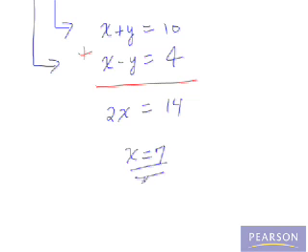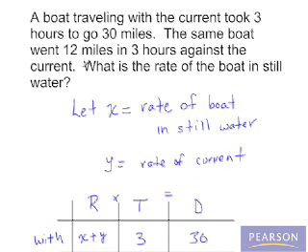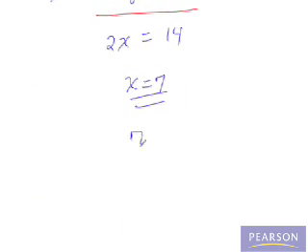Now we need to ask ourselves, is this value of x the answer to the question that we're being asked? I have to go up and look. They want to know, what is the rate of the boat in still water? We let x be the rate of the boat in still water. So yes, this value of x, 7, is the final answer. So the boat in still water is traveling at 7 miles per hour.